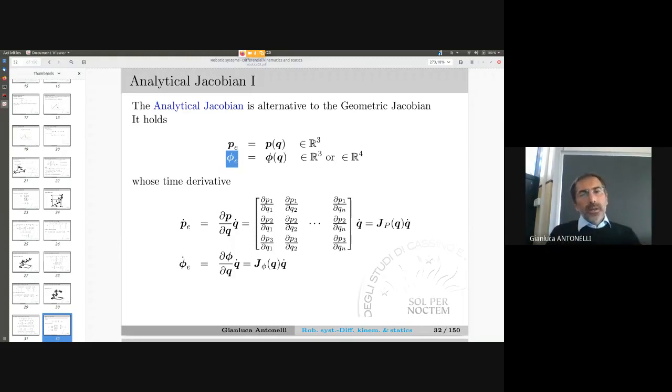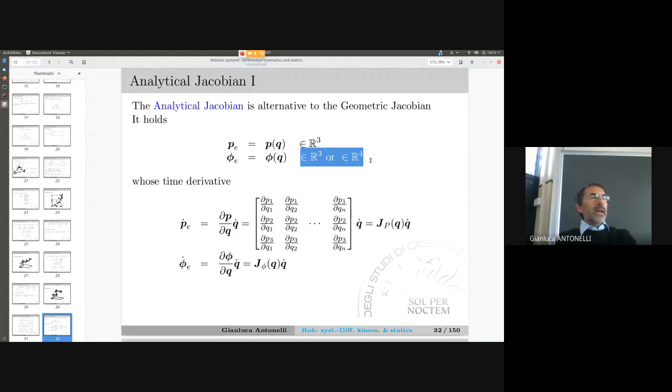However, now we should talk about the orientation, because up to now with the geometric Jacobian, I kept the orientation a little bit on the side. But the orientation is always more subtle with respect to the position. We need to think a little bit more when we work with the orientation of the rigid body. My function from Q to the orientation, well, is not unique.